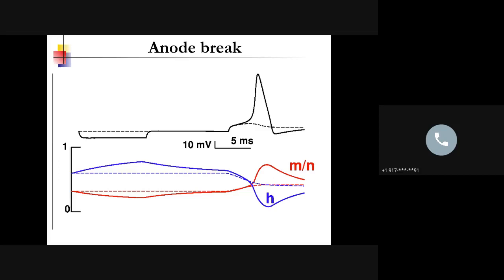You have something called anode break. So here in the dashed line, you give no prior hyperpolarization, you give an EPSP, and you get no action potential. Here you give this hyperpolarization. What does that do? That deinactivates this sodium channel. It also has effects on the potassium channel, but let's just worry about this. So it moves the H infinity towards 1, which is a deinactivation. And then when you come to the EPSP, because you are deinactivated, you can get a spike.